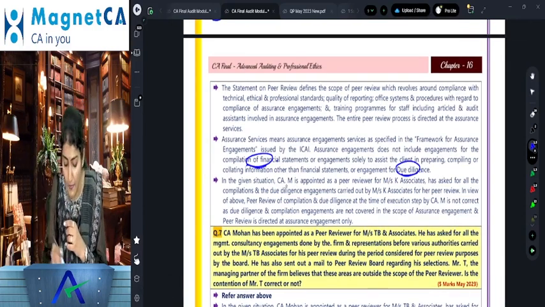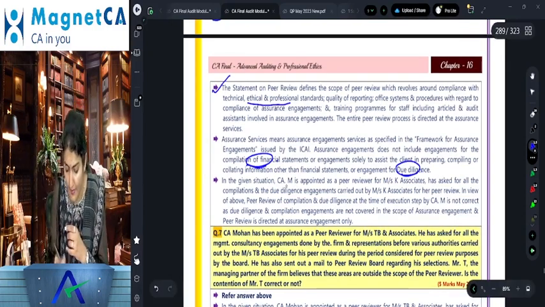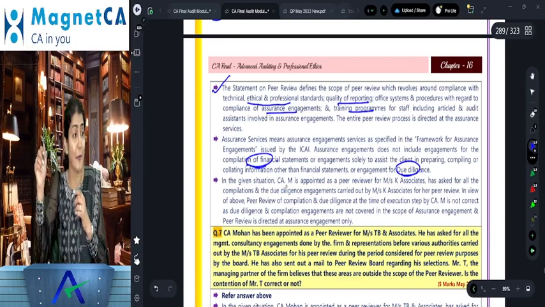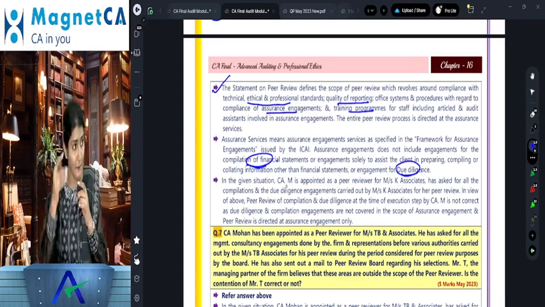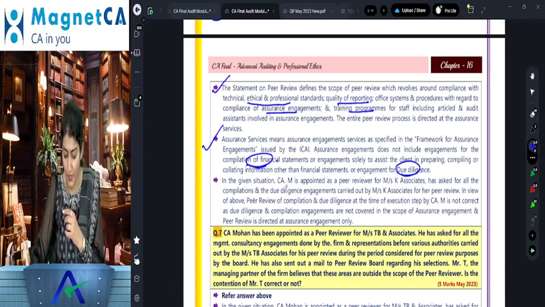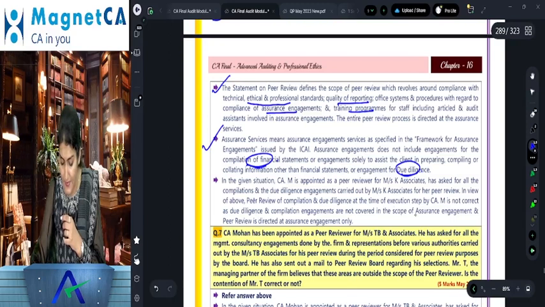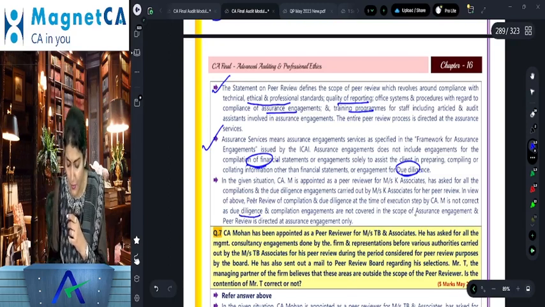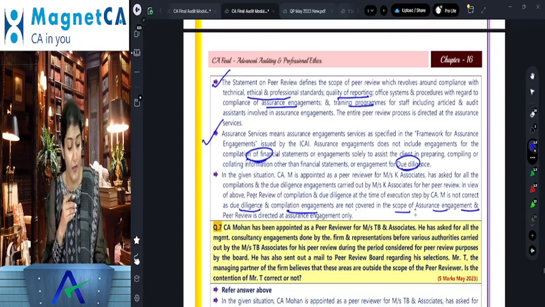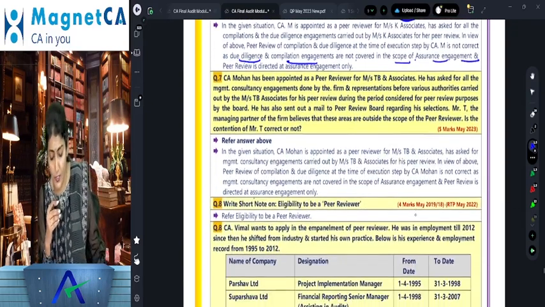What is included in the scope of peer review? Technical, ethical, professional standards, quality of reporting, assurance engagement, training program, compliance with direction guideline. You just studied that, right? What is included in the scope of peer review? But what is excluded is the compilation and the due diligence. That is why, what does it say? Mr. M is not correct, as due diligence and compilation engagement are not covered in the scope of the assurance engagement.